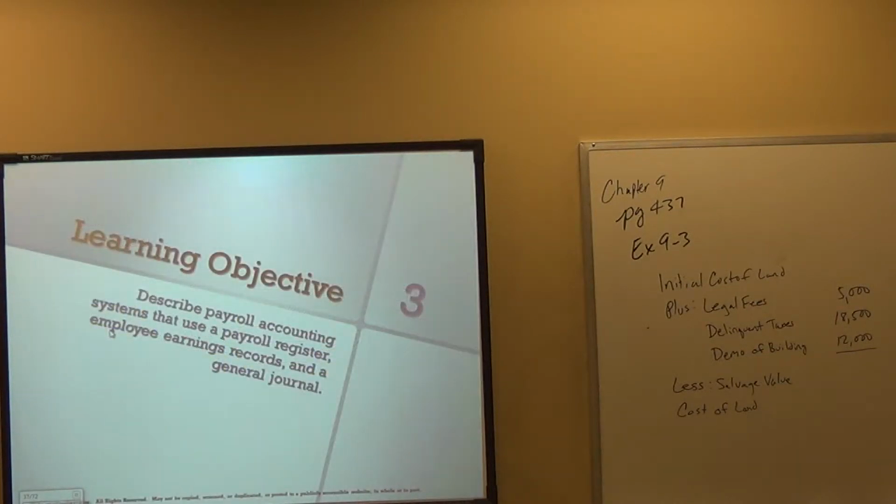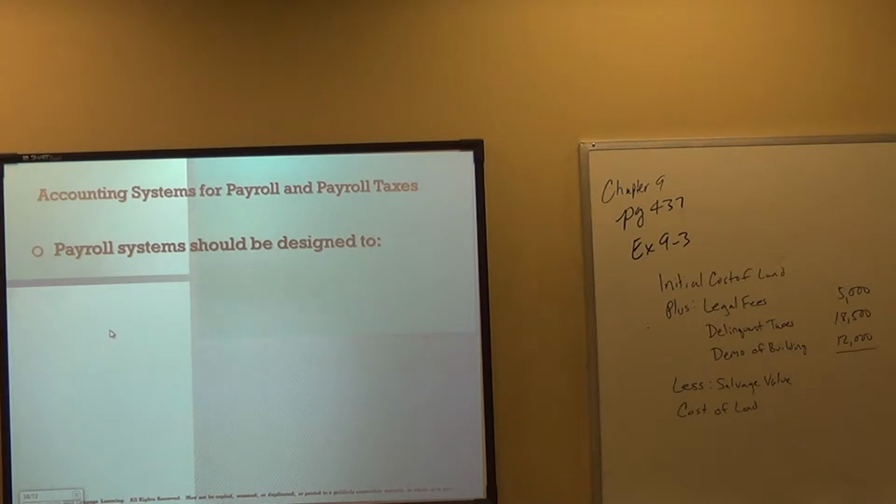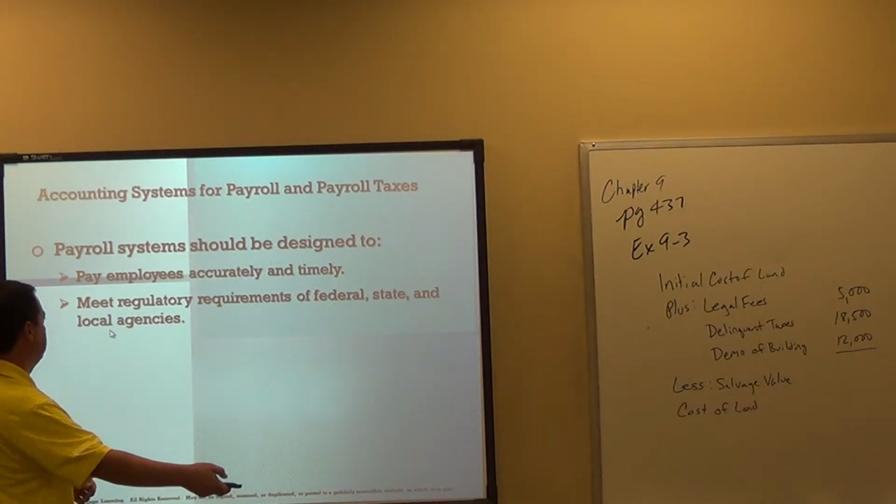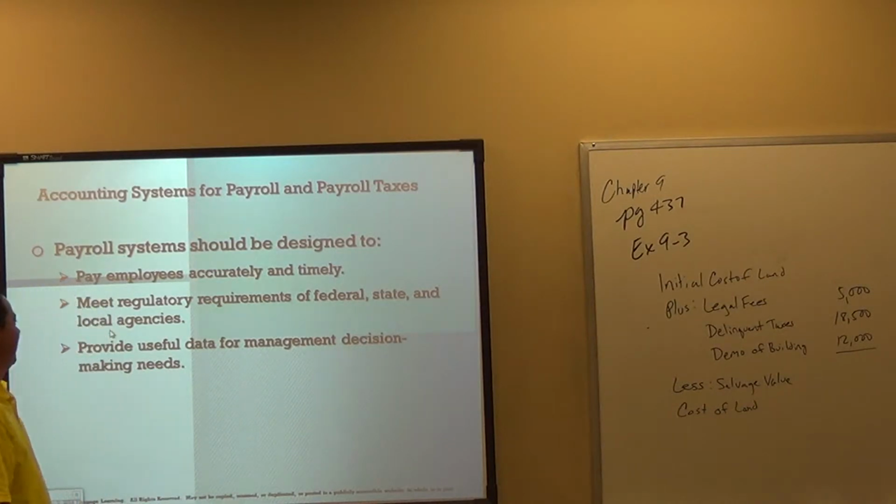on everything that's pulled out and everything that goes with it. So now we're talking about the systems used in the payroll register, employee earnings and that type of stuff. So payroll systems should be designed to basically make sure, and a lot of companies outsource this, some keep it internally, but pay employees accurately and timely, obviously that's very, very important. Meet regulatory requirements for state, local, federal agencies. Provide useful data for management decision-making needs.